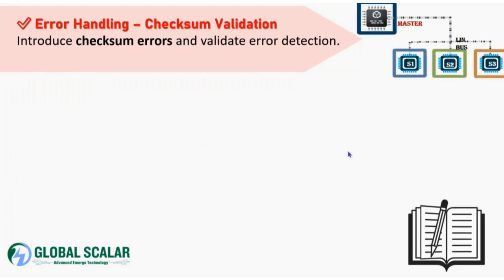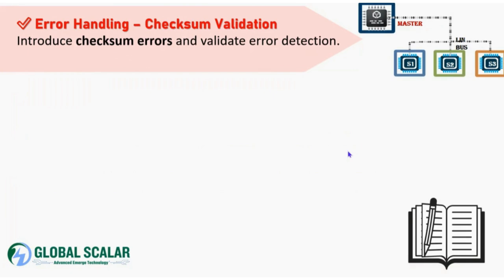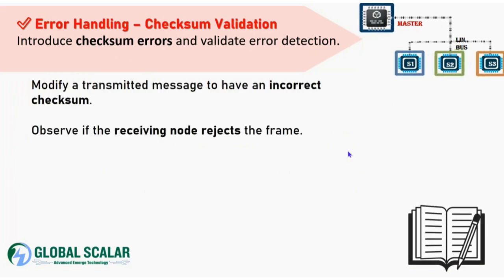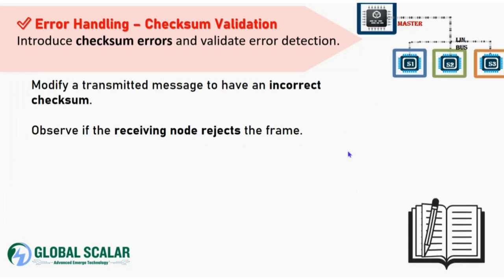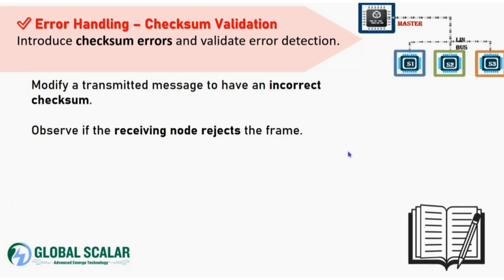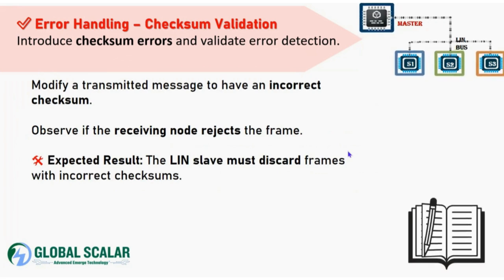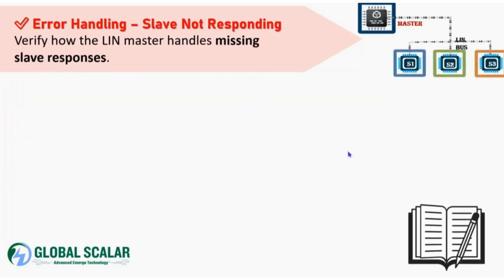How do we handle checksum error handling? To check the checksum and validate the error detection, modify the transmitted message to have an incorrect checksum. Observe that the receiving node should reject the frame if inappropriate data is transferred from master to slave. The LIN slave must discard the frame with an incorrect checksum. That is what is expected.